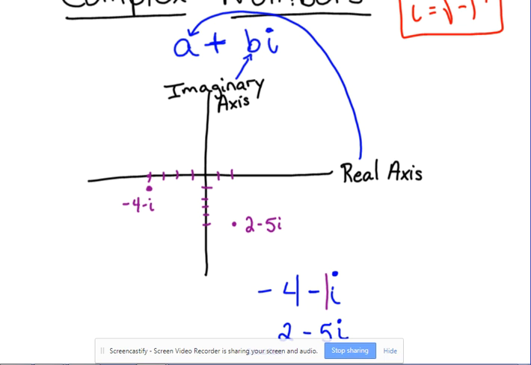So pretty simple as long as you remember real axis is like your x. It comes first. Real part comes first. Imaginary axis is like your y. It comes second. X, y, real, imaginary. Okay?